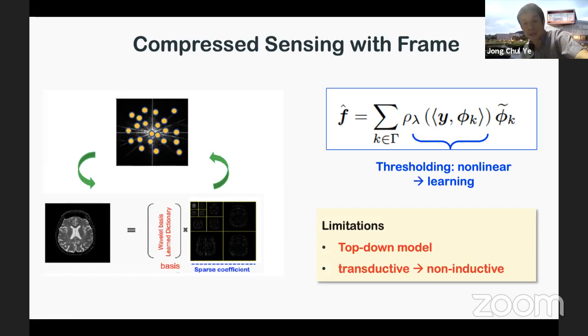However, this still has limitations as well. For example, the basis of the frame representation still comes from a top-down mathematical model. Depending on the function space you want to represent, you usually start with some kind of basis, for example, a wavelet basis. Furthermore, another serious problem is that it's transductive, in the sense that the learning itself is given for the measurement. Optimization needs to be solved for each measurement, but there is no way to utilize the learning from a specific measurement on new data. That means the optimization algorithm should be solved for every problem. So it's not an inductive model.